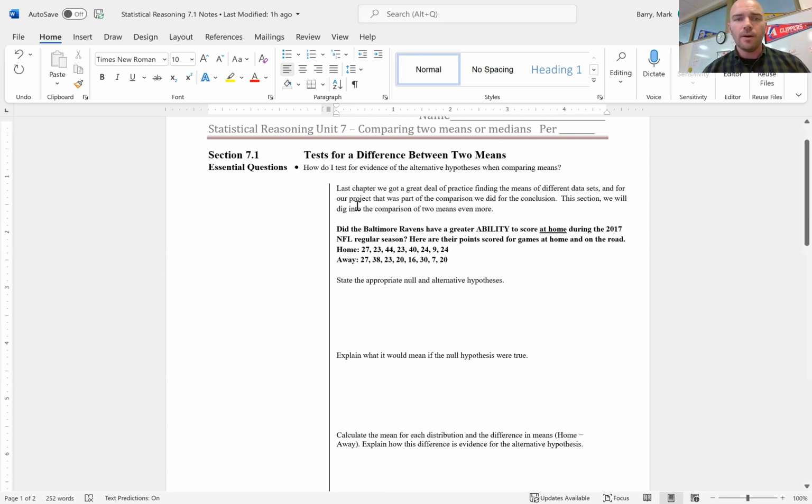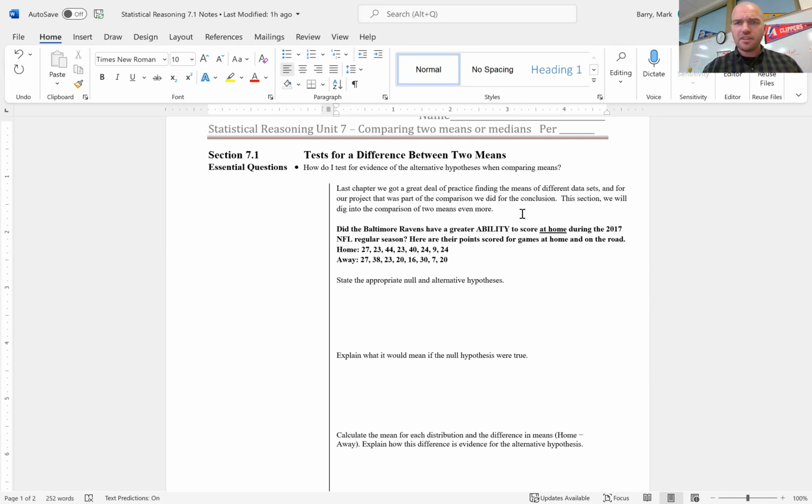All right. So last chapter, I'm going to go ahead and read this paragraph right here. We got a great deal of practice finding the means of different data sets. And for our project, that was part of the comparison we did for the conclusion. We compared the two means against each other and saw which one was higher. This section, we're going to dig deeper into the comparison between the two means, okay?